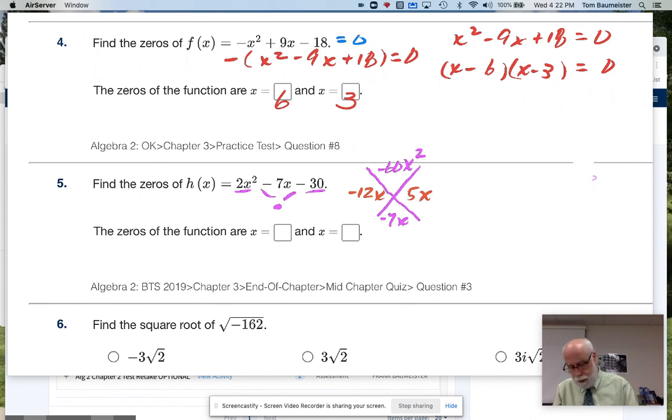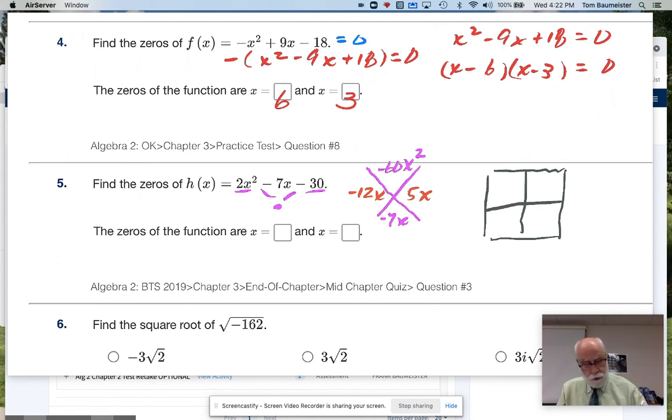And then remember, I said once I got that there, I'm going to make a box here. And I told you I'm going to put the first and the last term in one of them. So I'm going to put 2x squared and minus 30 in one diagonal. Again, I told you it doesn't matter which one you use. And then I'm going to take the 2 that I found. These 2 here will go in the other diagonal. So I'll put negative 12x and I'll put 5x here.